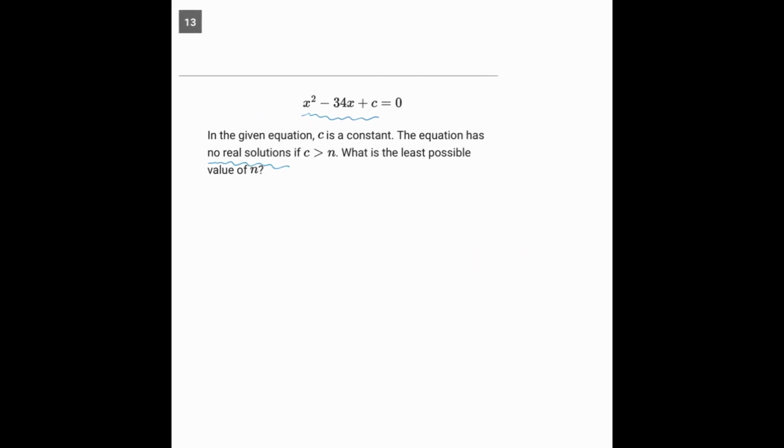So when this question tells us there are no real solutions, it's telling us that b squared minus 4ac has to be negative. And when we say b squared minus 4ac, we're referring to the structure of a quadratic that has the a here, the b here, and the c here. So our a is 1 in front of the x squared, our b is negative 34 in front of the x, and c is just the letter c.